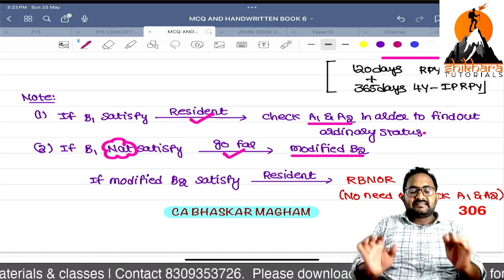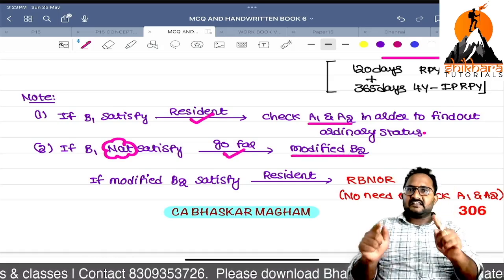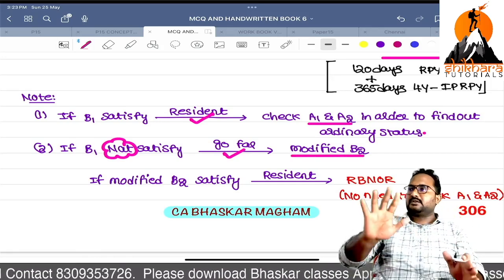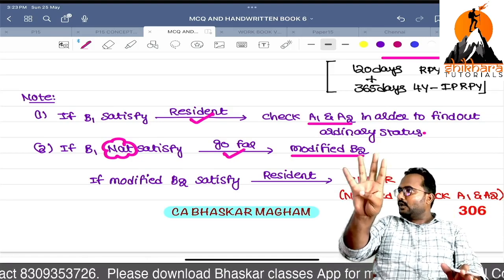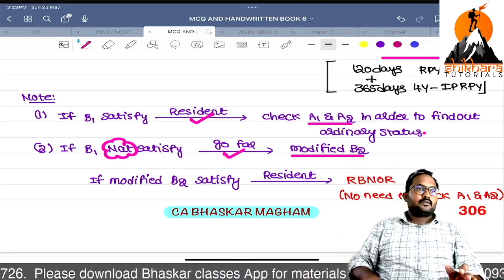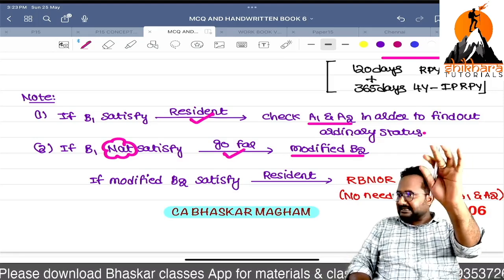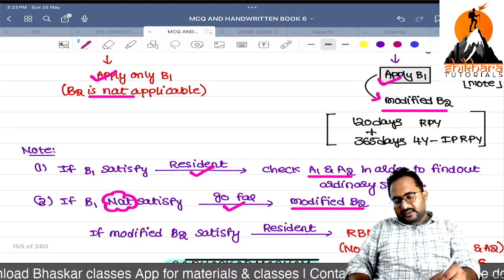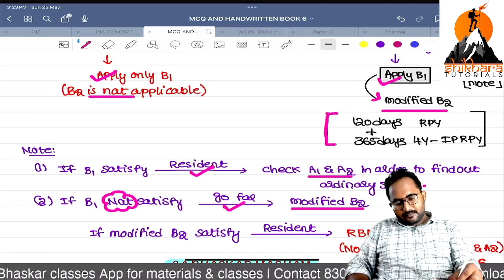What is the basic condition 2 first? 60 days or more during the relevant previous year. Immediately preceding the relevant previous year, how many years? 4 years, 365 days or more. But now, we have to modify that condition. B2, we have to modify. What is that modification we are done? Please check and tell me.